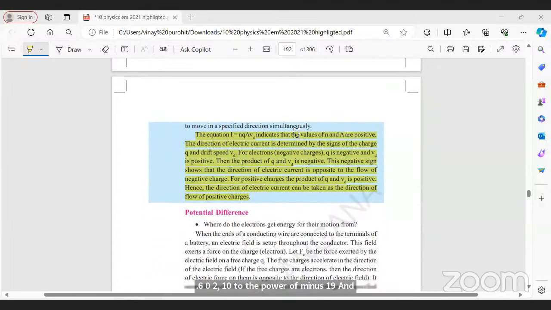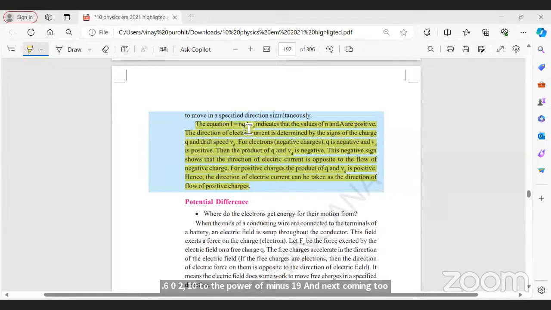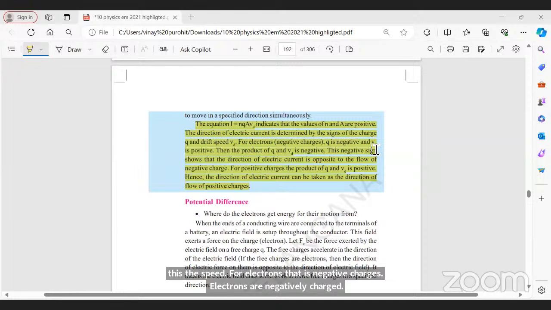And next, coming to the equation that we have seen for drift velocity, I = nqAVd indicates that the values of n and A are positive. The direction of electric current is determined by the signs of the charge q and drift speed Vd. For electrons, that is negative charges, q is negative, and Vd is positive. Then the product of q and Vd is negative.